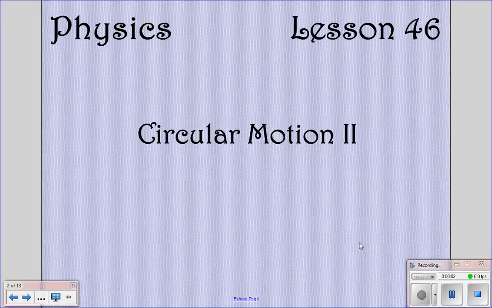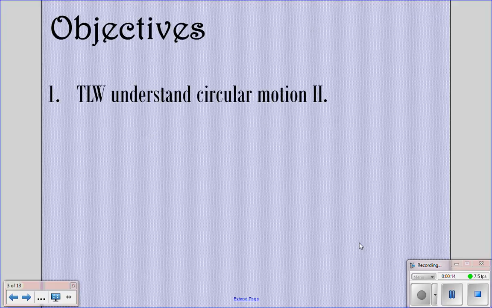All right, so today we're looking at lesson 46, circular motion, part 2. We've already looked a little bit at circular motion this year, so we're going to focus on it a little bit more. So hopefully you'll understand circular motion after this lesson.